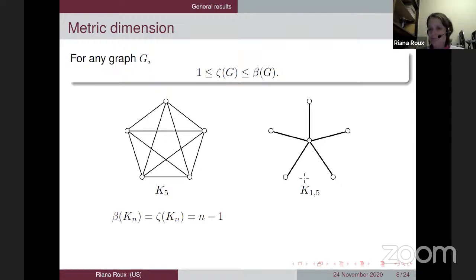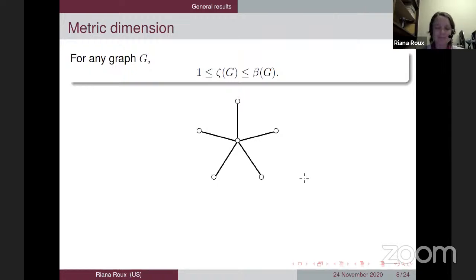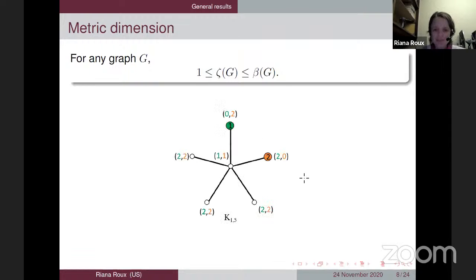For the star graph, we can show that the difference between the localization number and the metric dimension can be as large as you want. So let's look at that a bit slower. For a star, to find the metric dimension, we certainly know that one vertex is not enough.